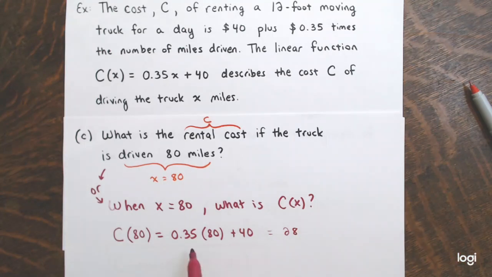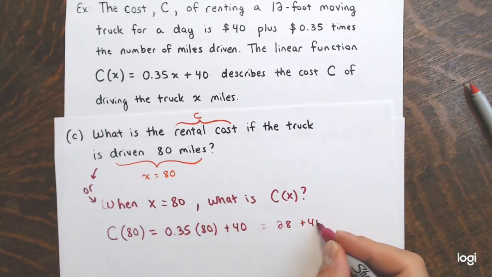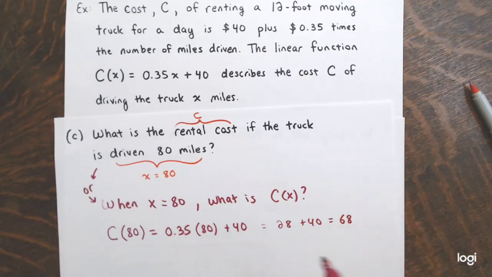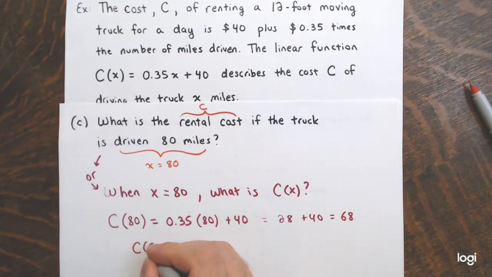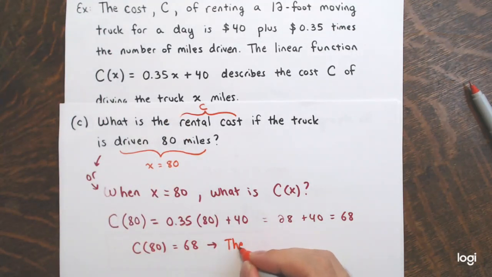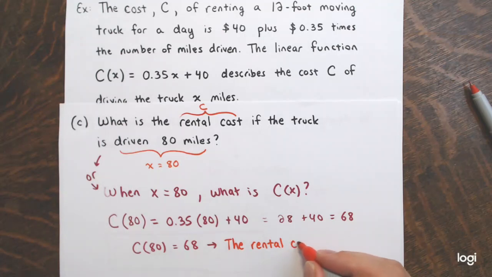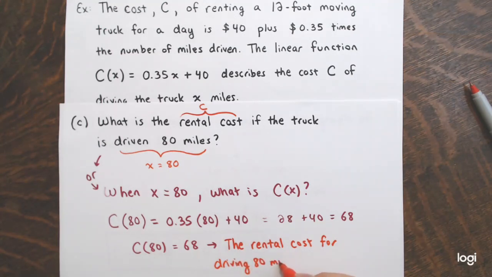It's 28.35 times 80, and then plus 40 makes 68. Remember, this is the cost of driving 80 miles. So C of 80 equals 68, and what that means in words, the answer to this question, the rental cost for driving 80 miles is $68. Remember, C is cost in dollars here.